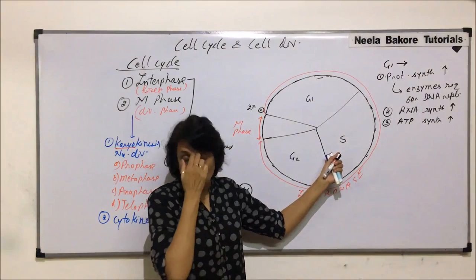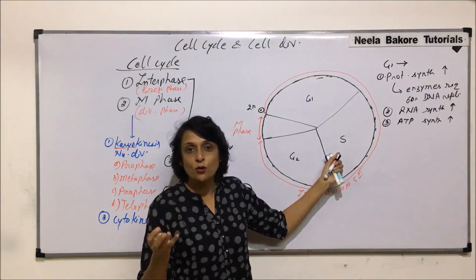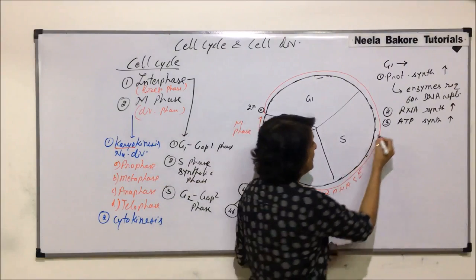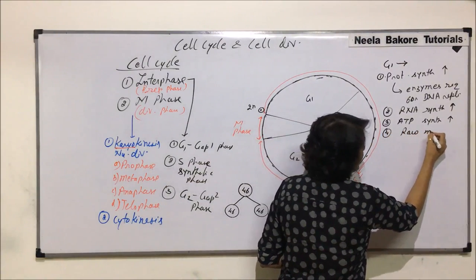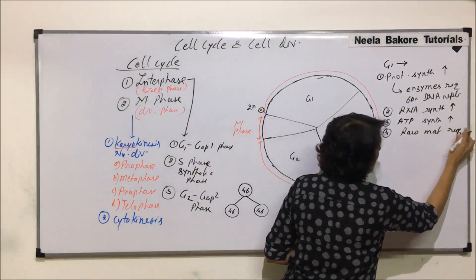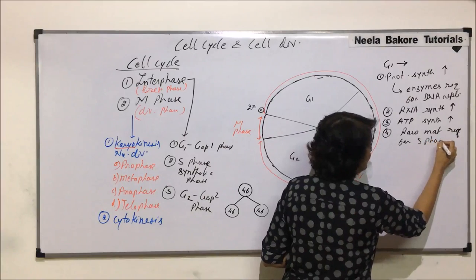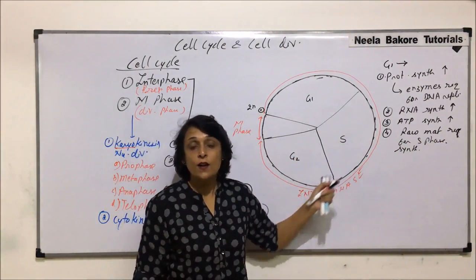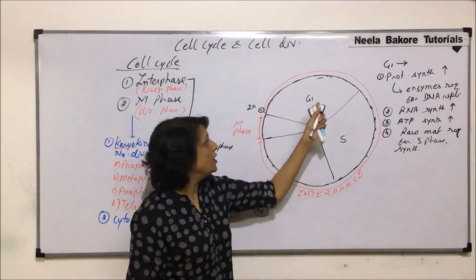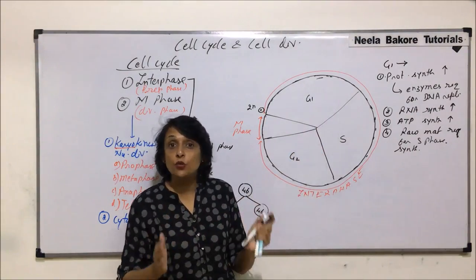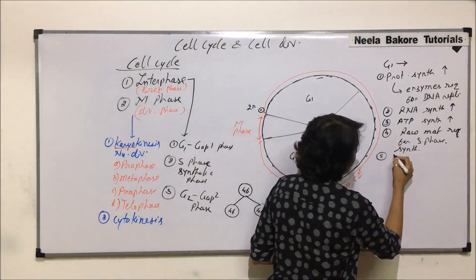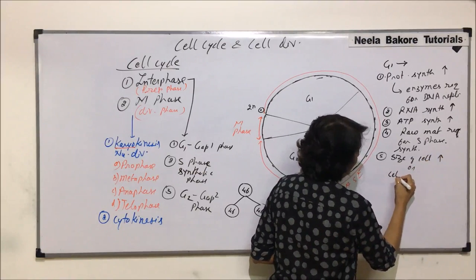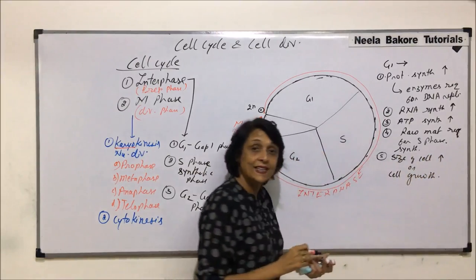For DNA replication, raw material is required. Raw material means pentose sugar, nitrogen base, phosphoric acid, all these things are required. So here, raw material required for S phase is synthesized. Now when so many things are getting synthesized here, will the size of the cell increase? So here, the cell size increases. That means there is growth which is going to take place. So the next change is size of cell increases, or we can say that cell growth takes place in this segment.